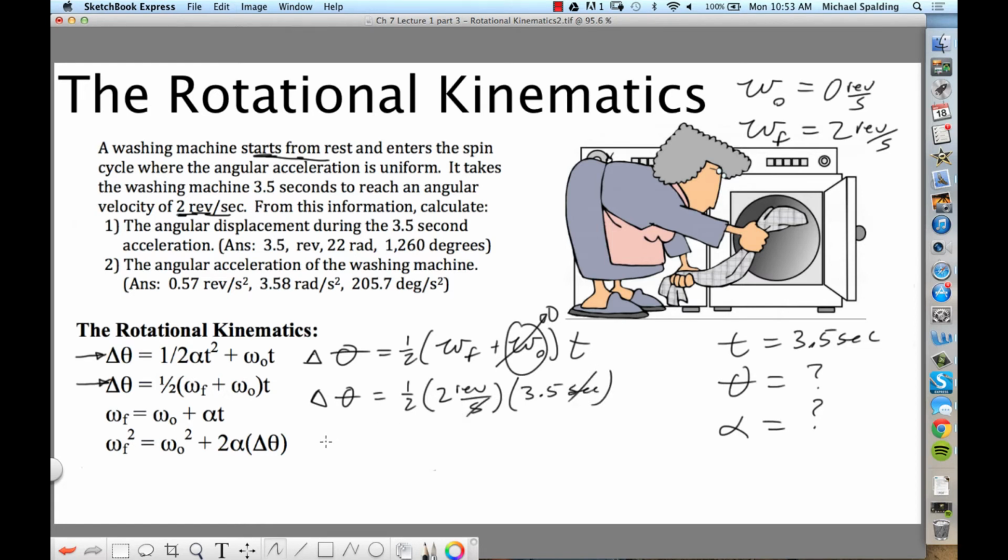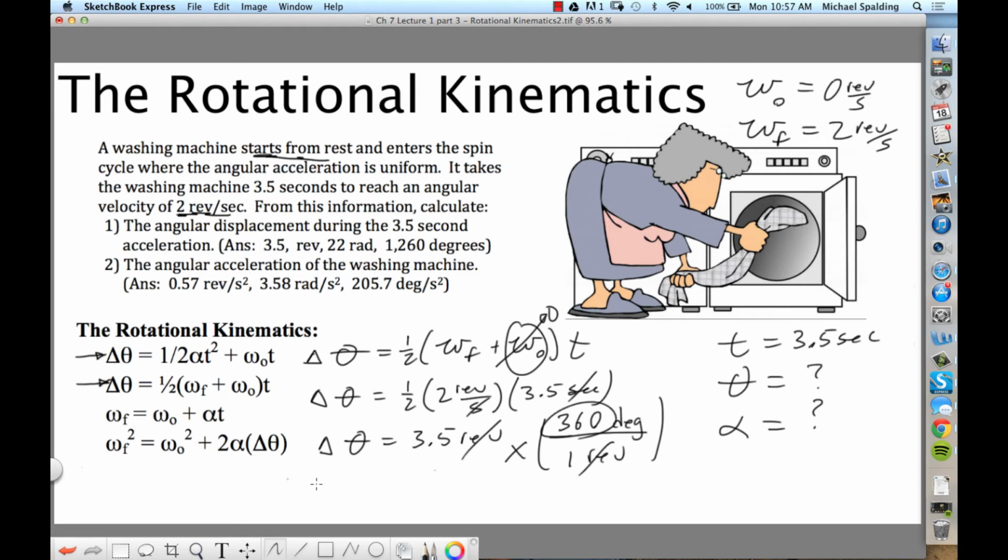The seconds cancel, and we get a displacement of 3.5 revolutions, which could be converted to whatever you want it to be. You could convert that to degrees. You could convert it to radians. Like if you're on a multiple choice test and the answer choices are in degrees, then what do you do? You go, okay, 1 revolution is 360 degrees. If they wanted you to convert to radians, then the numerator would just be 2 pi. Okay?